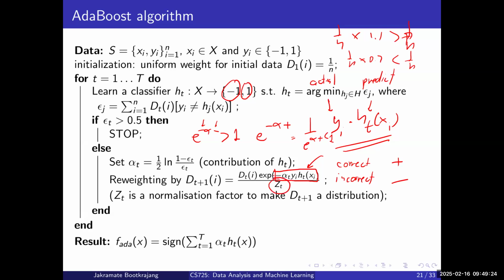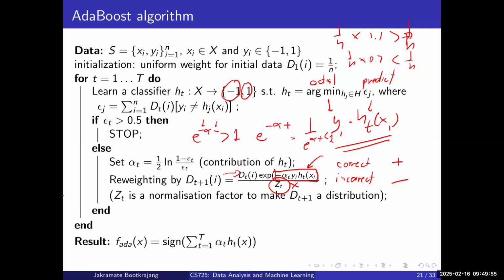The C_t at the bottom is the normalization term. It's just to make sure that if you sum the weight of all the data points, you will get one back, right? So don't worry about C_t too much. It's the normalization term, right? The most important is the denominator, right?